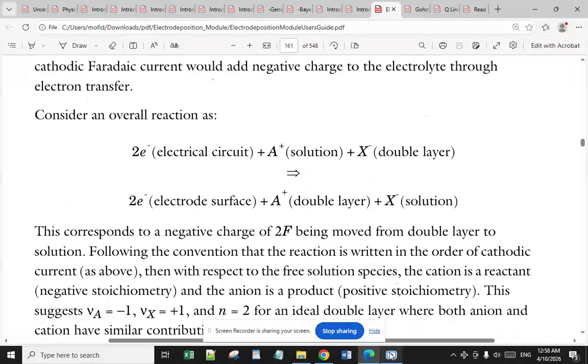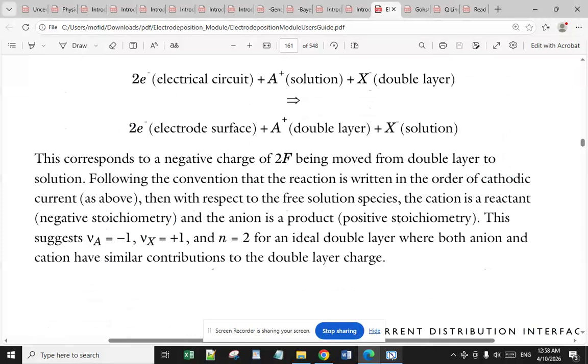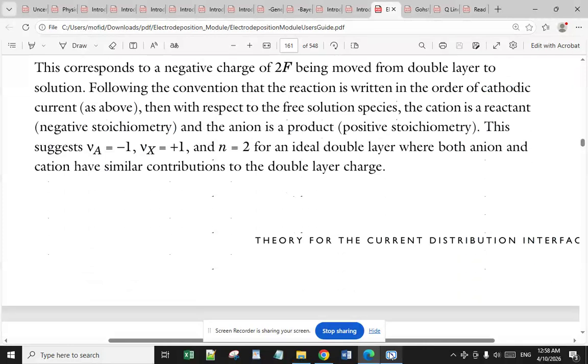Consider an overall reaction as in the blue formulas. This corresponds to a negative charge of 2 Faraday constants being moved from the double layer to the solution. Following convention, the reaction is written in the order of cathodic current as above. Then, with respect to the free solution species, the cation is a reactant, negative stoichiometry, and the anion is a product, positive stoichiometry. This suggests v_i is equal to minus 1, v_x is equal to positive 1, and n is equal to 1 for an ideal double layer where both anion and cation have similar contributions to the double layer charge.